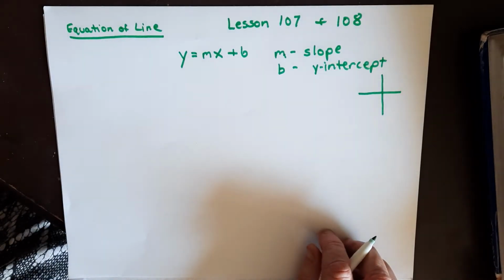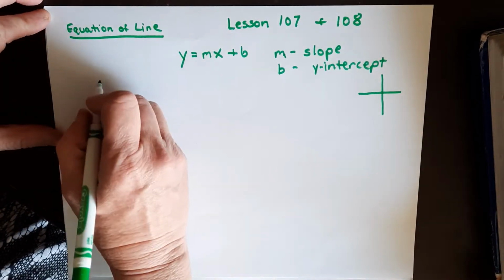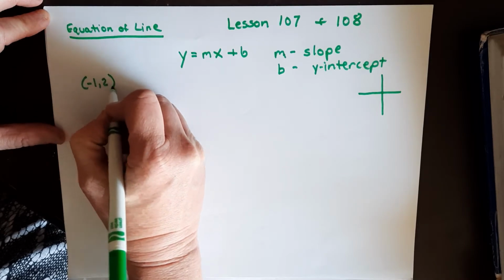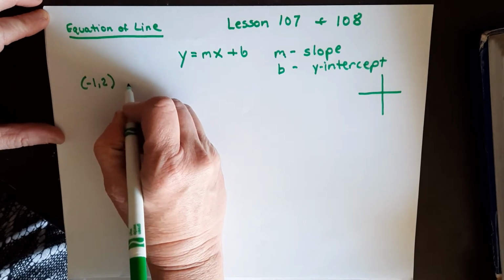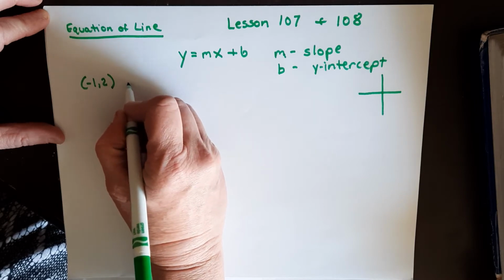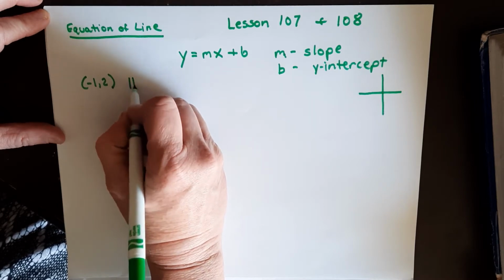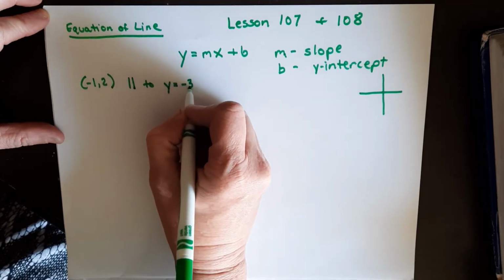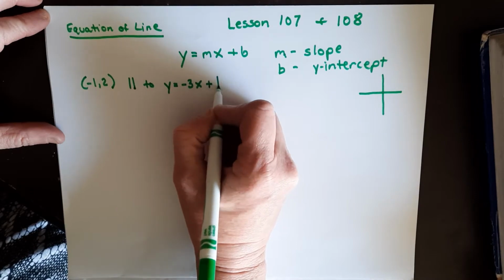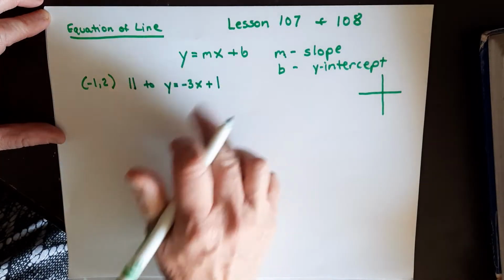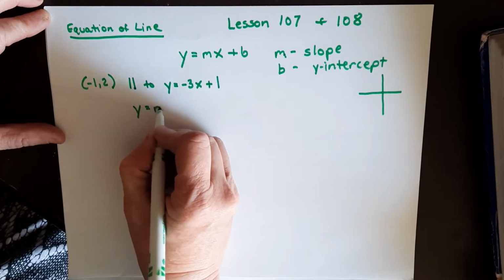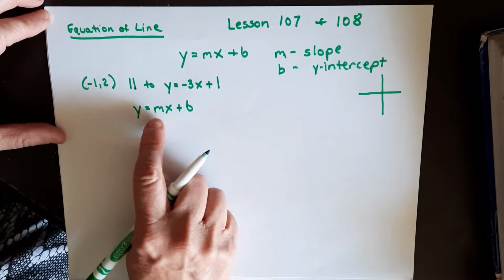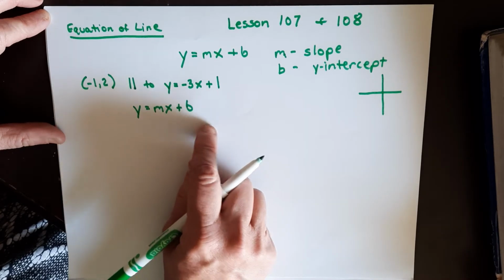So, a couple of different problems. They ask you to find the equation of a line of the point (-1, 2), and they also tell you that the line is parallel, this is a symbol for parallel, to the line that has the equation y equals -3x plus 1. So we start off with this basic form, y equals mx plus b. Now we need to fill in m and we need to fill in b, and then we'll know the equation.